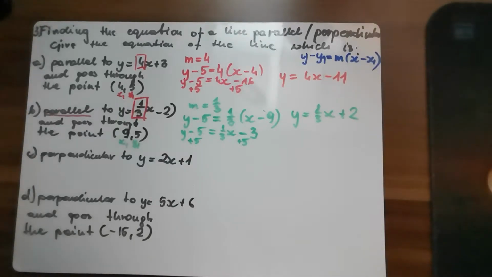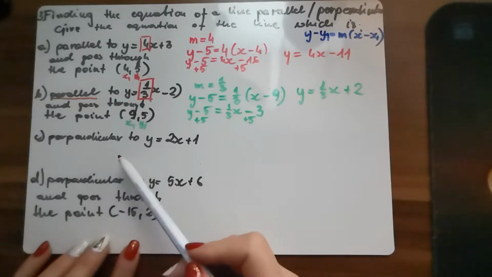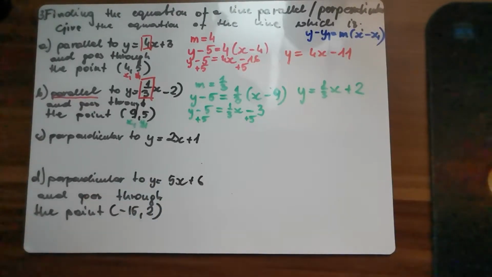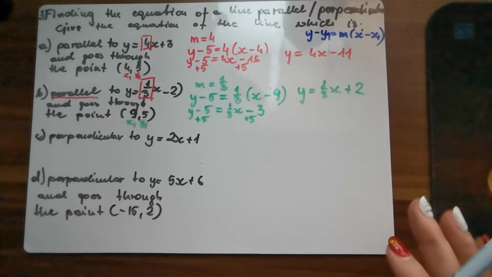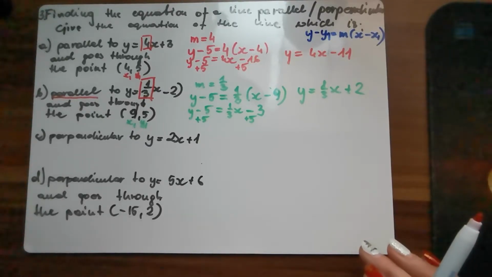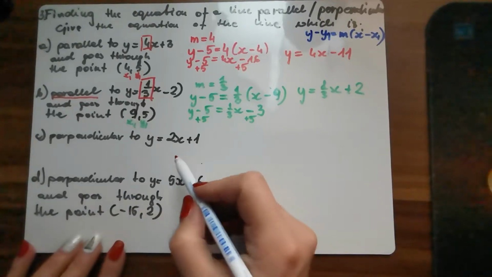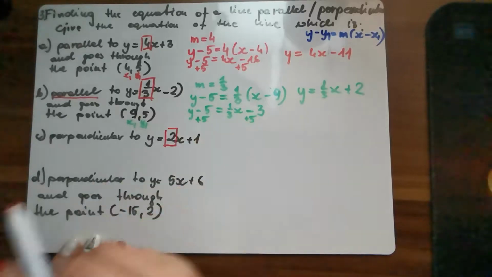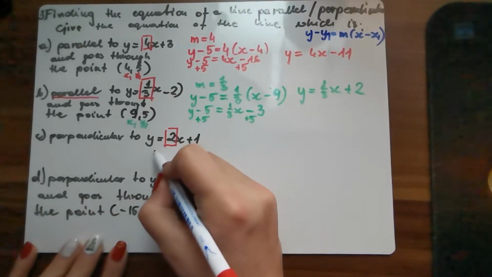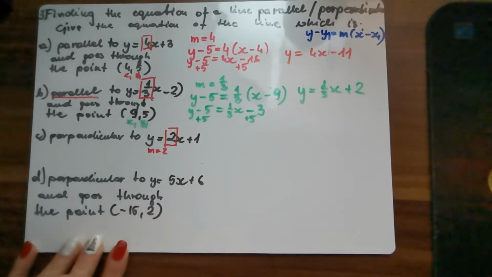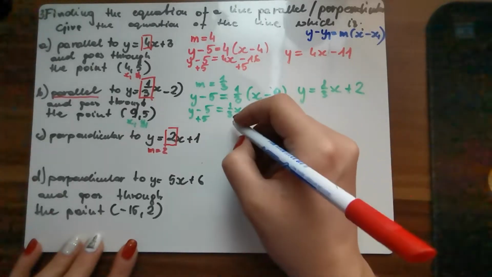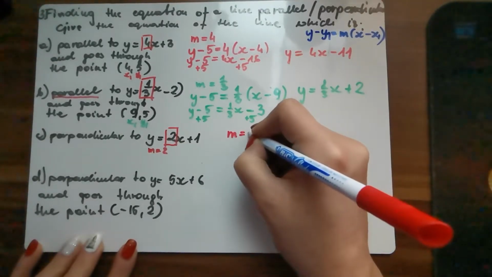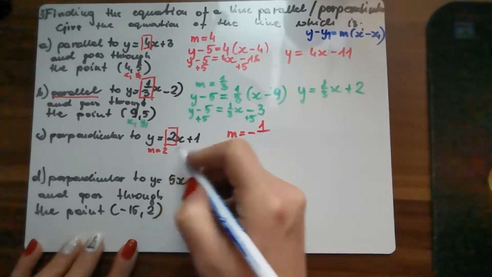The next part, the next two questions are about the perpendicular lines. So remember, the gradient of the line that is perpendicular to the given one is equal to the negative reciprocal of the gradient. So if I identify the gradient of this line, my new gradient of the line that I'm looking for will be equal to the negative reciprocal of this one. So the gradient will be equal to negative reciprocal, 1/2.